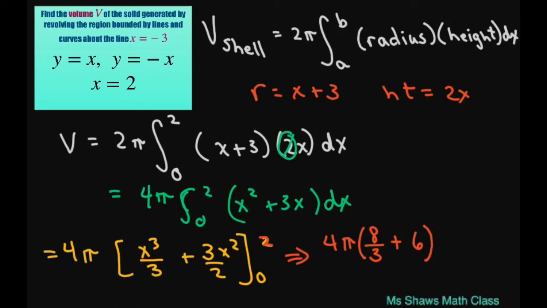All right, so this is going to equal 4 pi times, our common denominator is 3, so it's going to be 8 plus 18. Therefore, when you simplify all this, our volume is going to equal 104 pi divided by 3 cubic units.